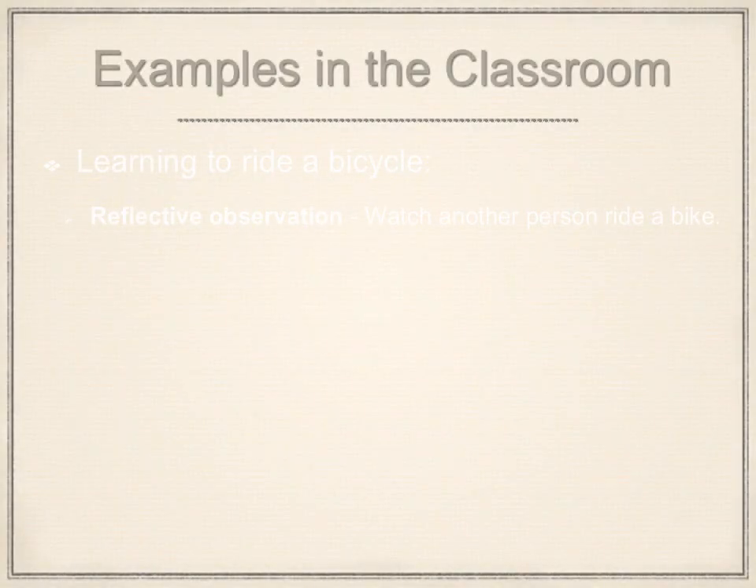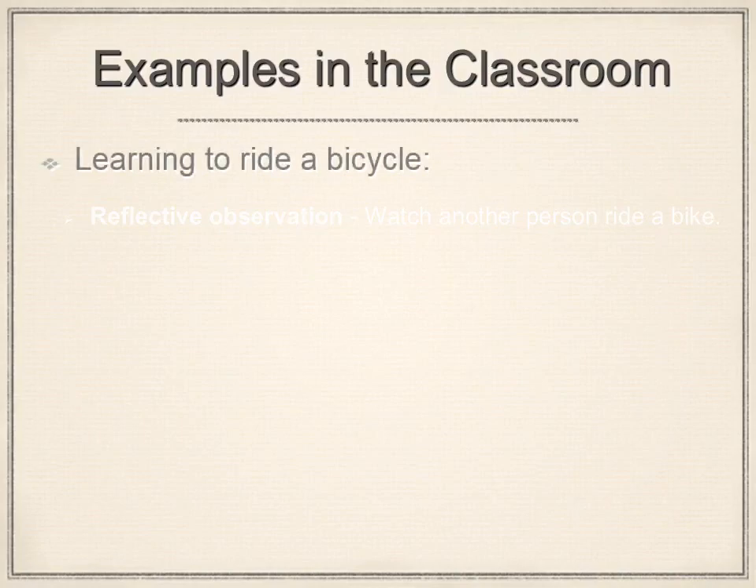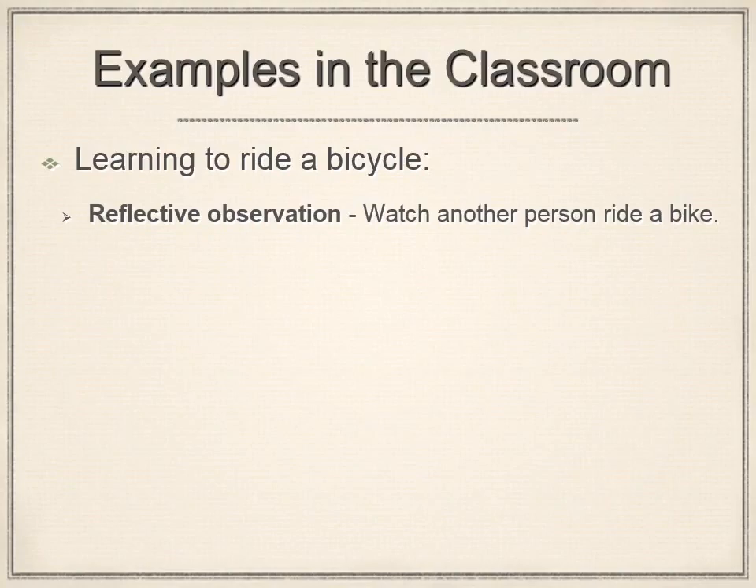Let's try some examples in an informal classroom. Learning to ride a bicycle. We'll start this time with reflective observation. The learner might watch another person ride a bike. This is a good step. They're observing someone else do it, and they might think, that looks pretty fun. I think I'll give it a try too.